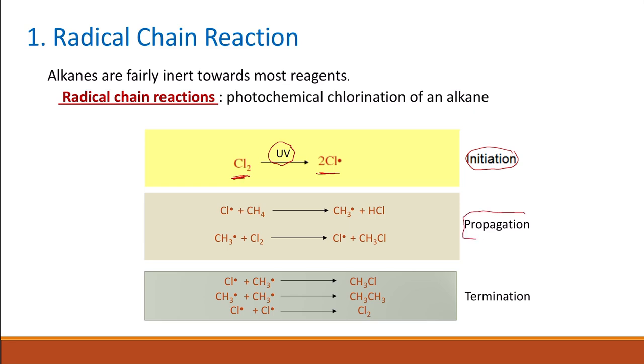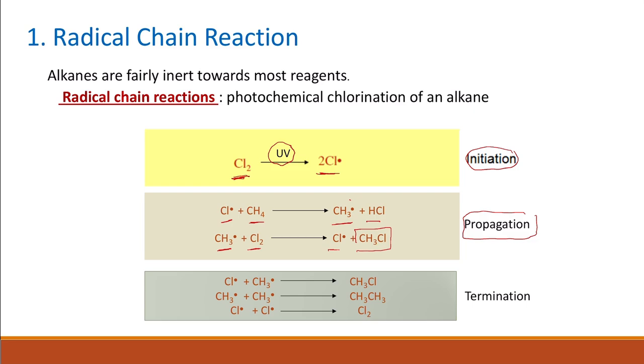And then we have the propagation step. Propagation is the step where more free radicals are being produced. So the chlorine free radical that has been produced will react with a neutral molecule in the reaction mixture to make more free radicals. So we have the chlorine free radical reacting with methane to give you the methyl free radical and hydrogen chloride. And then the methyl free radical itself can react with another molecule of chlorine to give you a chlorine free radical and methyl chloride. As you can see in the propagation, each time you are generating more free radicals. And this step will continue to generate more and more free radicals as long as there are neutral compounds.